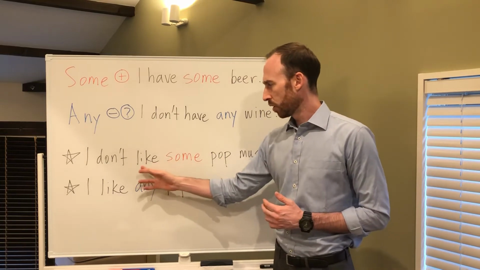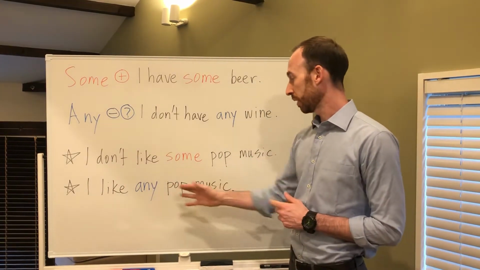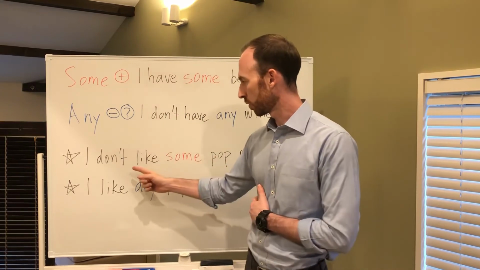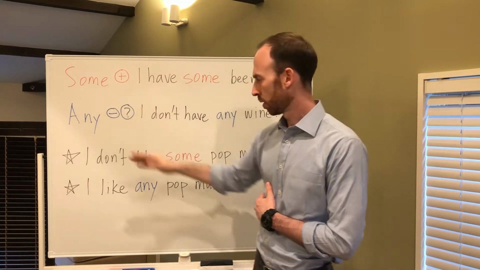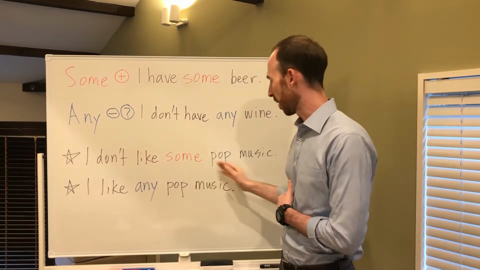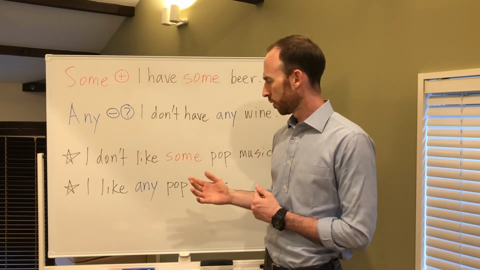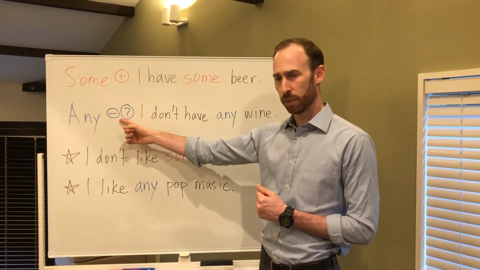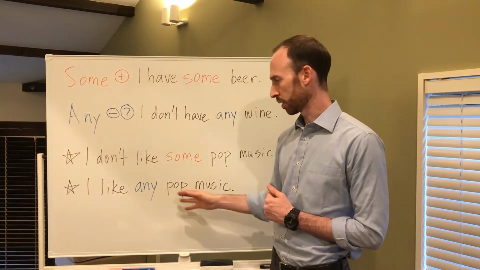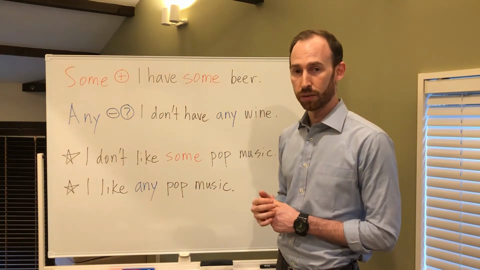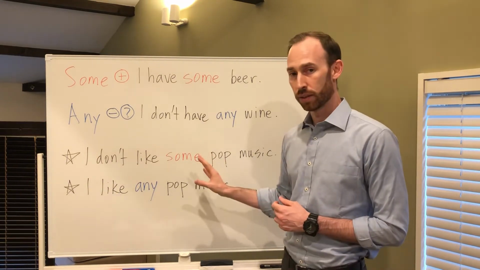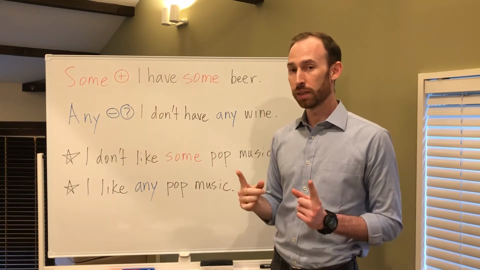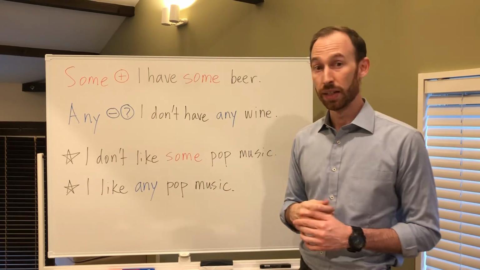Look at these sentences. I don't like some pop music. I like any pop music. Well, hold on. The textbook just told us that we're supposed to use some in positive statements. But here I'm saying I don't like some pop music. That's negative. And then here, we're told that we're supposed to use any in a negative statement. Well, here this is a positive statement because I'm saying I like any pop music. So there's nothing wrong with these sentences. These are perfectly good English sentences. The problem is with the rule. It's incomplete. So what we need is something that is more universal and we can use in any situation.